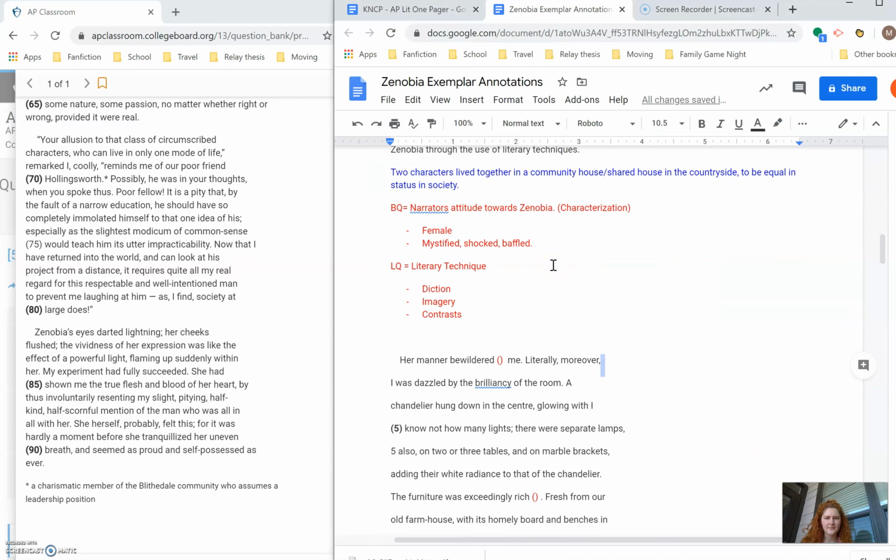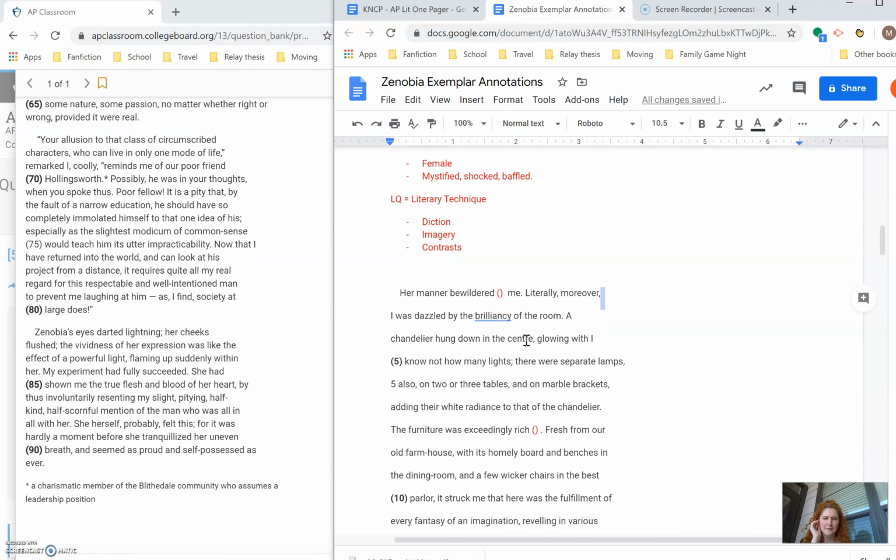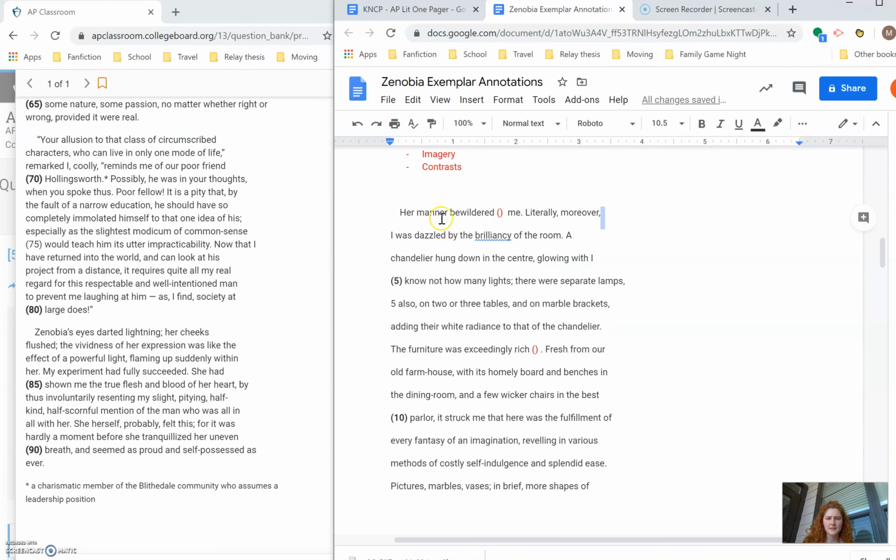Okay. Mystified, shocked, baffled. If you continue reading this first body paragraph right before we even get to line 10, there's a sharp contrast in describing the house that Zenobia is living in now versus the house that they lived in when they were in the countryside. And you can say that this is imagery or even contrast.